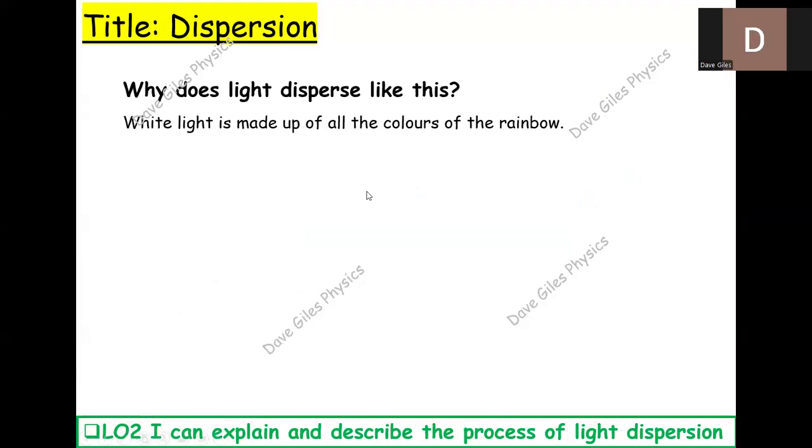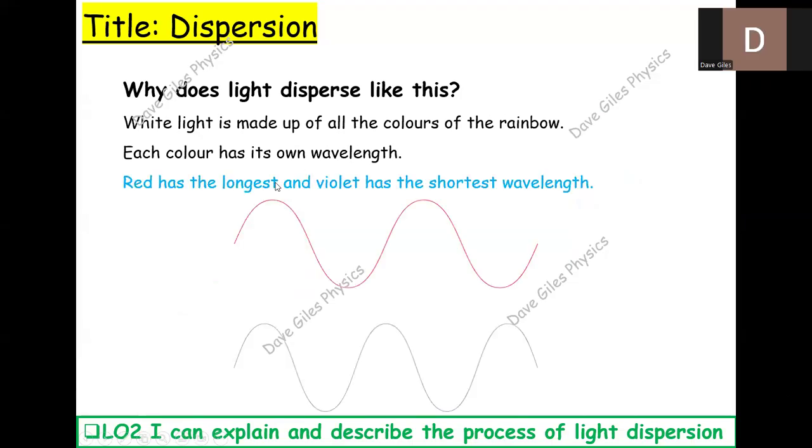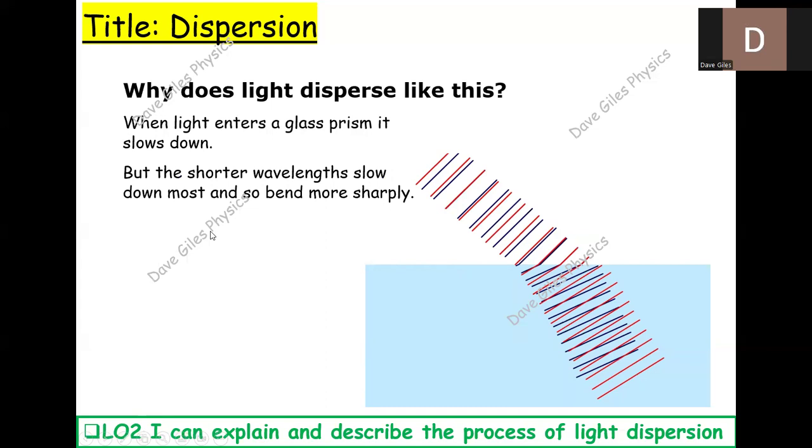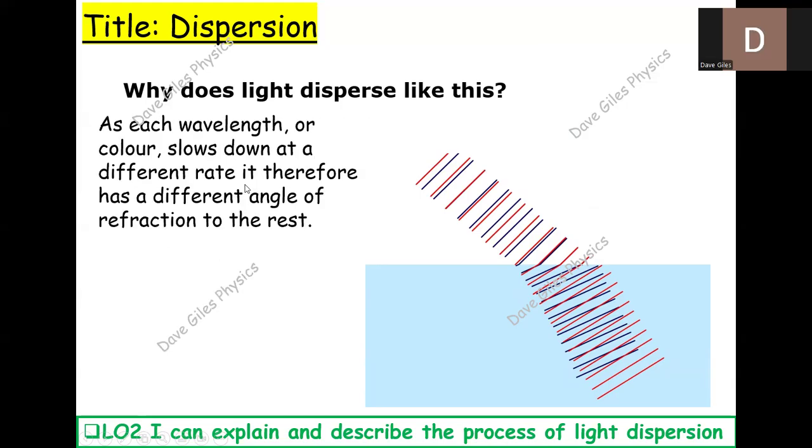So the white light is made of all colours of the rainbow. Each colour has its own wavelength. Red has the longest and violet has the shortest wavelength. When light enters a glass prism, it slows down. So we're talking about white light, which is made of all the colours. But the shorter wavelengths slow down the most and so bend more sharply. Blue is a short wavelength. Red is a long one. As each wavelength or colour slows down at different rates, it therefore has different angle of refraction to the rest. This means the different colours spread out.